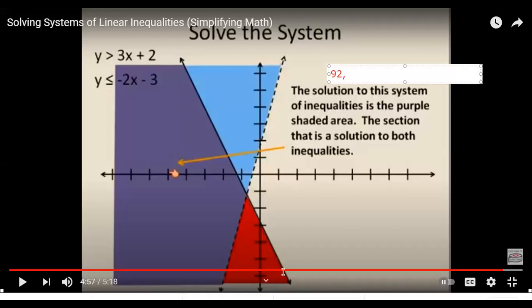So the purple region here represents the answer for those two inequalities. As I said, once you choose any ordered pair belonging to the common region, it will be a solution for this inequality. Any questions so far, grade 9?